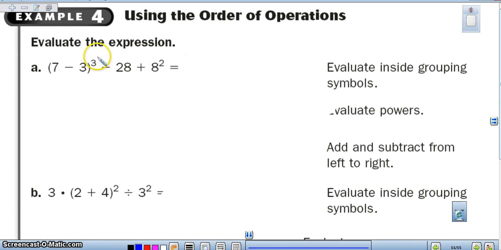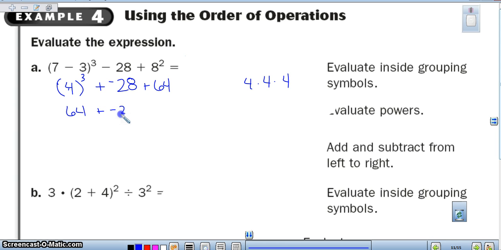How do we evaluate our powers? Inside our parentheses, and this is what I'll have you do as you do your worksheet, you need to show me your work. 7 minus 3 is 4. We're going to put 4 to the third. I'll ask that you show your work below the problem. Subtraction changes to add the opposite, so plus negative 28, plus at the same time 8 to the second. 8 to the second is 64. We are now going to take 4 to the third. Remember, 4 to the third is 4 times 4 times 4. 4 times 4 is 16, times another 4 is 64.